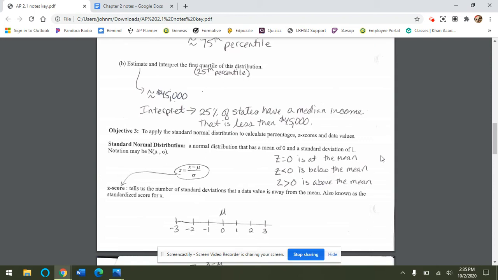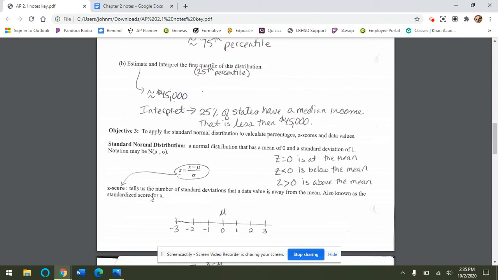All right, your normal distribution is bell-shaped. All right, the mean is always going to be 0, and the standard deviation is going to be 1. The notation might be a capital N, and then in parentheses, you could have a 0 here, comma, a 1. All right. What we use this for, your standard normal distribution, is we can start by computing something called a z-score. A z-score is going to tell us how many standard deviations a data value is away from the mean. It can also be called a standardized score. So you need to be okay with it saying a z-score or it being called a standardized score.